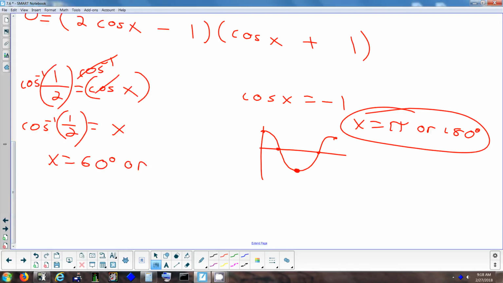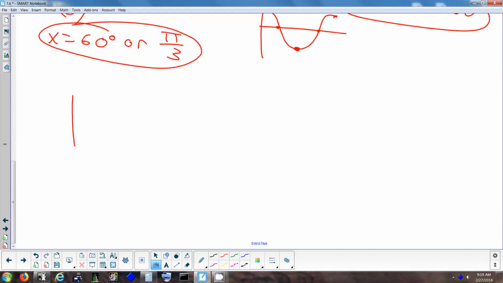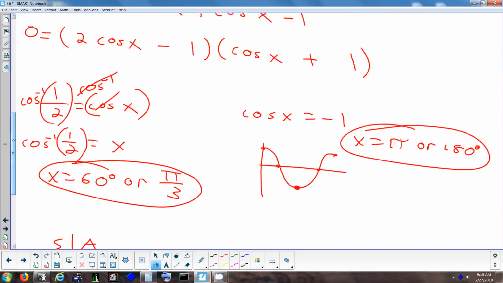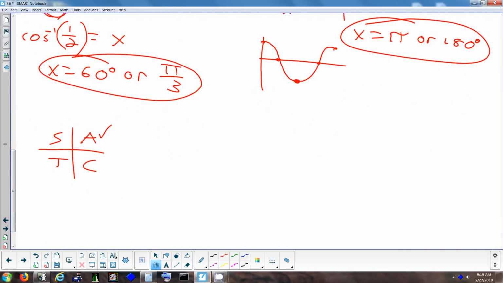Pi over 3. 60 is 1/3 of 180, so 1/3 of pi. Now, is 60 degrees on an axis? No, it's in a quadrant. So now we need to think about where else cosine is equal to a positive, because remember, this said cosine x equals positive 1/2. We just got an answer here. What other quadrant are you going to get an answer in?